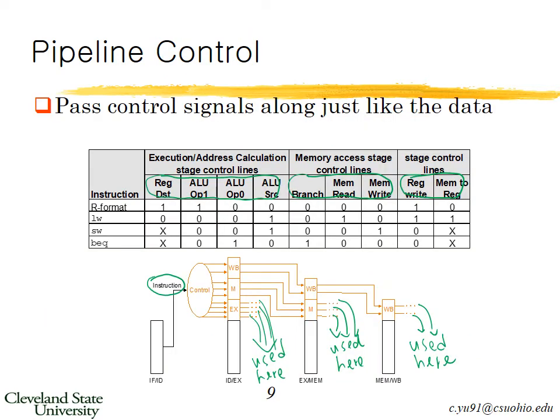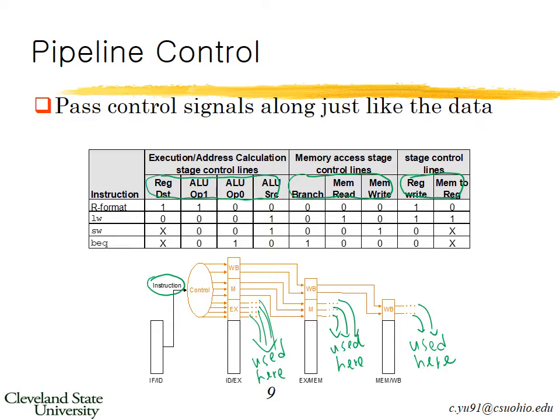So if you look at the figure at the bottom, in the ID stage, based on the opcode, the control circuit is producing 9 control signals, and those 9 control signals are passed to the execution stage. Some of the control signals are used in the execution stage, so those signals you don't have to carry again. On the other hand, some other control signals must carry over to the memory stage and then the write back stage until they are used.